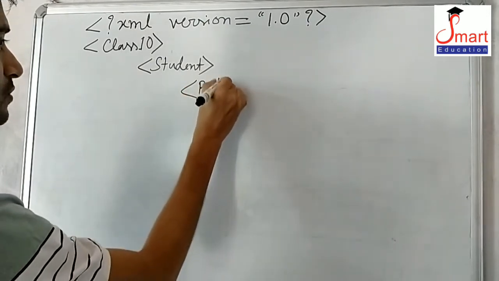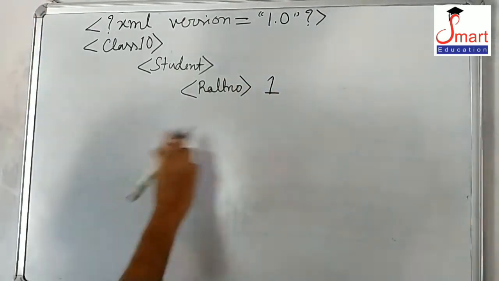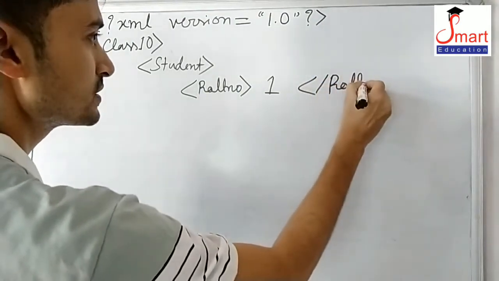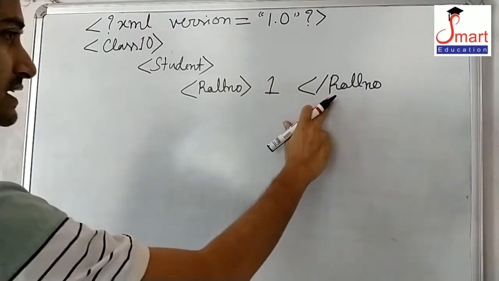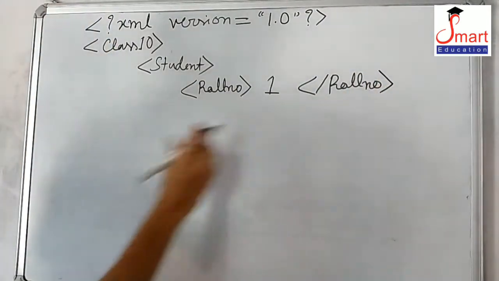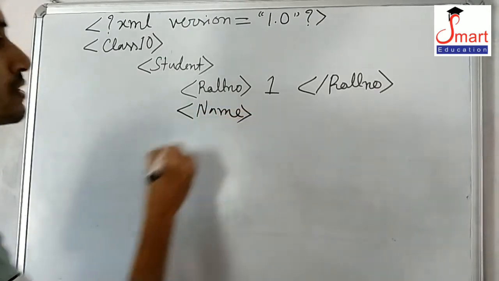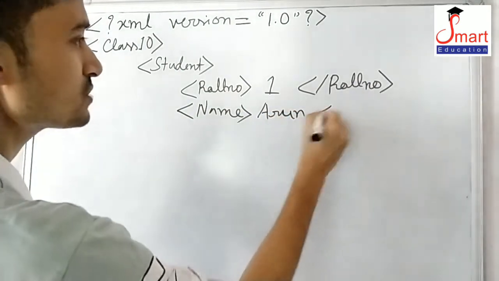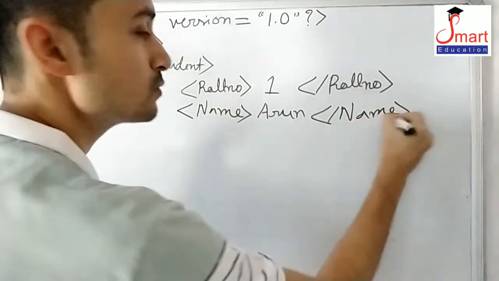First RollNumber, then 1 is the content, then you can close roll number with this slash, and don't give space here because I did not give space in the opening. Space is not allowed. And R I gave capital because in the opening I gave capital. So in XML you need to be careful about that. Then name, you know that I gave the name Arun. First I wrote Arun as character content. Then you can close name.